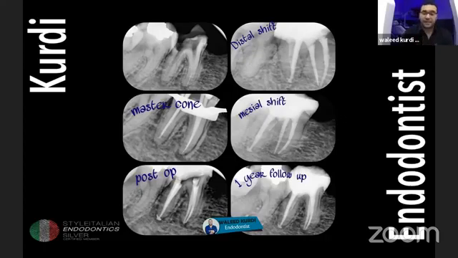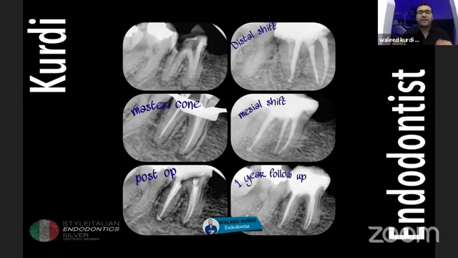That's why I always say, if you are one of these apical patency lovers, please maintain it maybe only with K file number 8, if you want to make apical patency, even 10 to be safe.